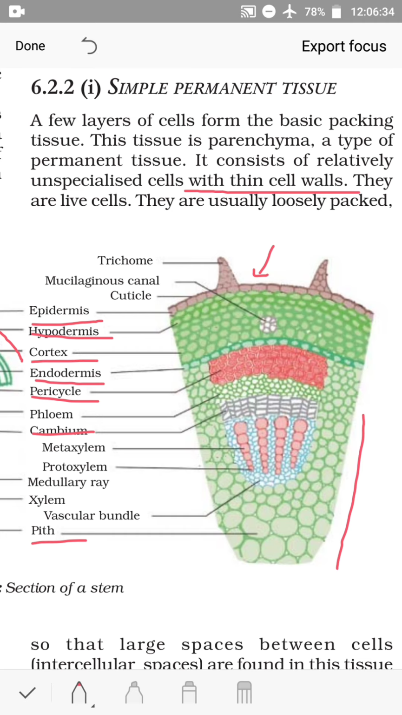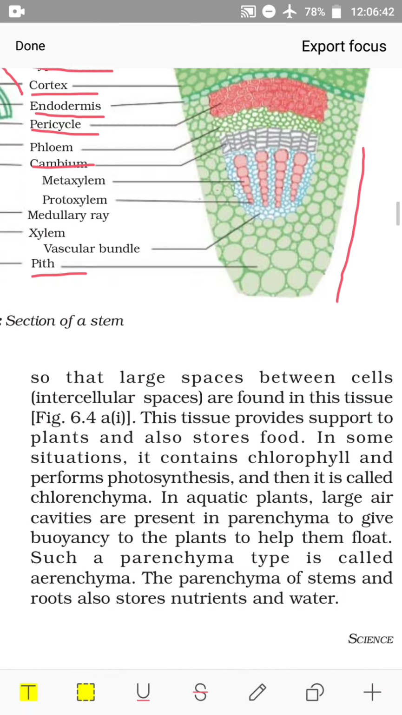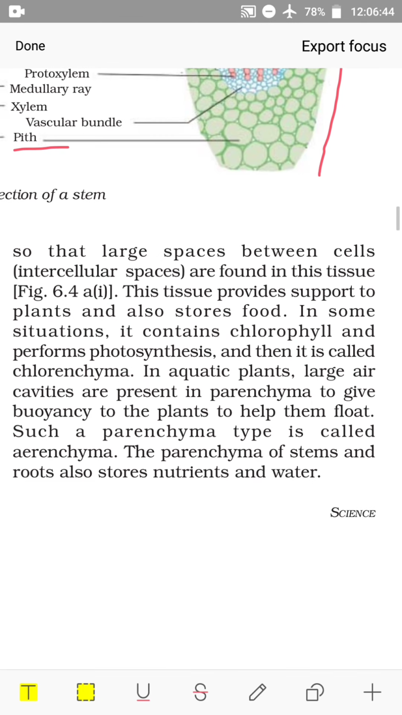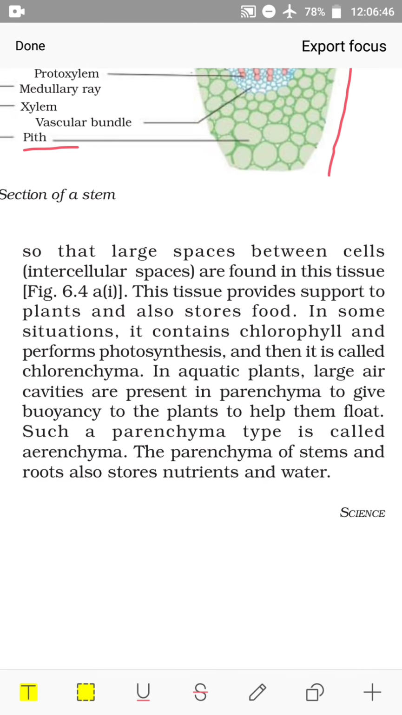They are live cells. They are usually loosely packed. So as they are loosely packed, large spaces between cells are found in this tissue. These spaces are called intercellular spaces.